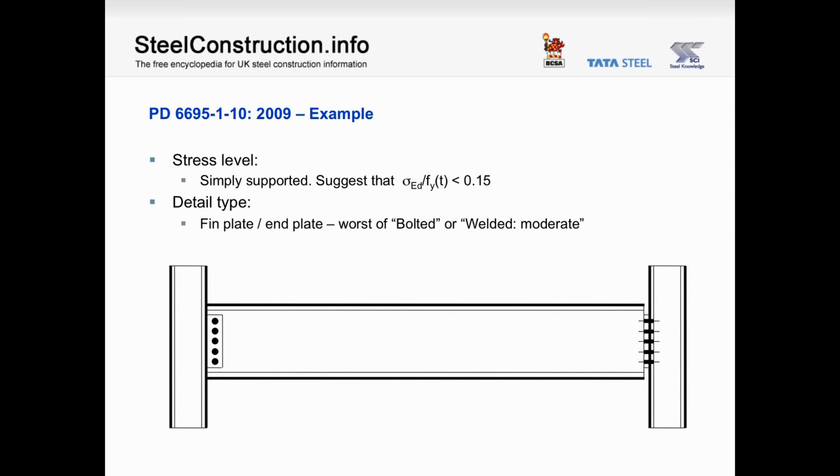So here we are back to our simply supported beam again. At the ends of the beam where the fabrication is, we'll have a very low tensile stress, so I'm suggesting a ratio of applied stress to yield stress of less than 0.15. And again we have two connection conditions. A fin plate to the left hand side where the beam web is simply drilled to receive the bolts, and on the right hand side the web is welded to a flexible end plate.